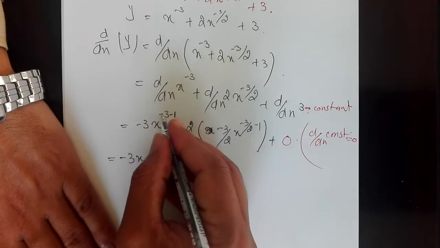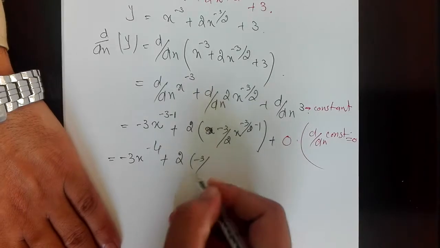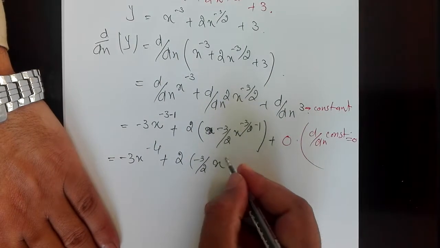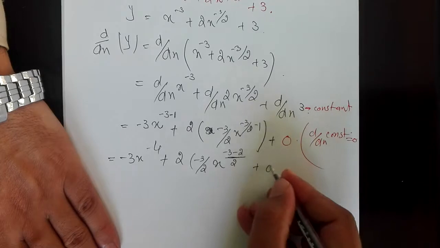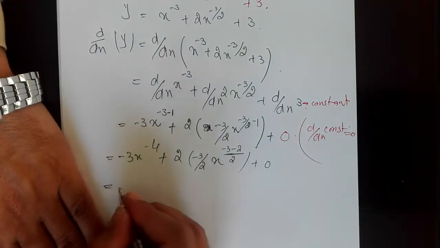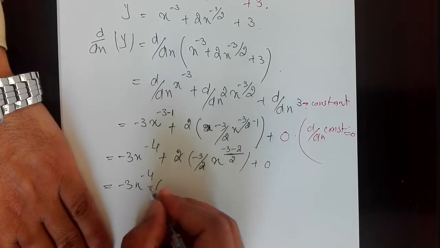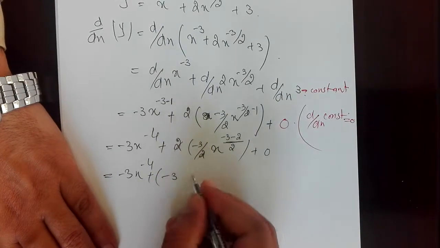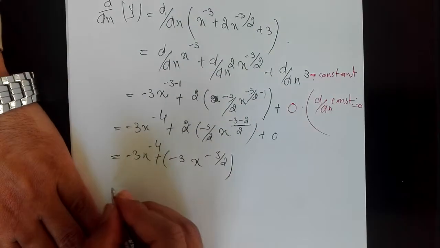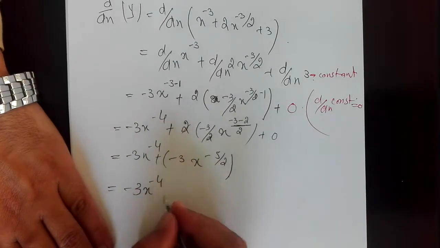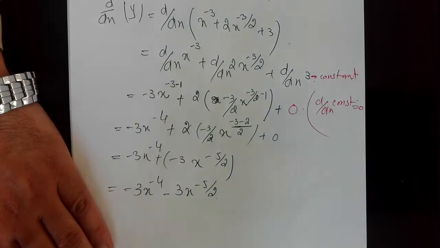Minus 3x^(-3-1), that is minus 3x^-4, plus 2 into minus 3 by 2 x, we will take the LCM over here, that will be equal to minus 3 minus 2 over 2, plus 0, no need to write 0 over here. Minus 3x^-4. See, this 2 will cancel with this one, and here it will come, I will write a bracket because there is a minus sign with that: minus 3x^-4 plus minus 5 by 2. Now open the bracket: minus 3x^-4 minus 5 by 2 x to the power minus 5 by 2 is the answer we got in the minus case.